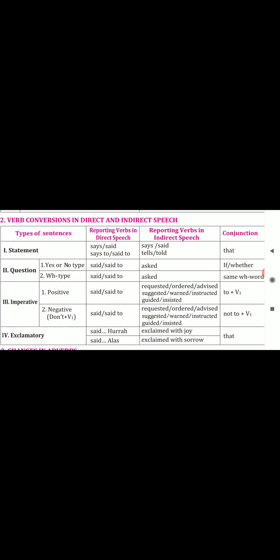Here, in direct speech, said or said to becomes requested, ordered, advised, suggested, warned, instructed, guided, insisted in indirect speech. So in exclamatory sentences, said hooray, said alas. So here the reporting verb becomes exclaimed with joy and also exclaimed with sorrow, like that.